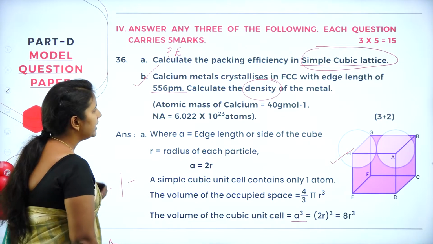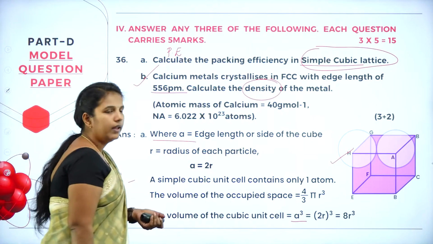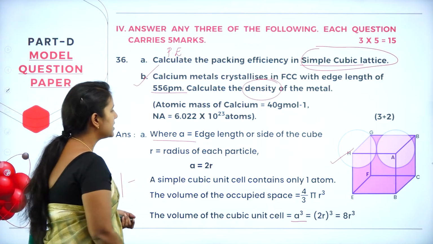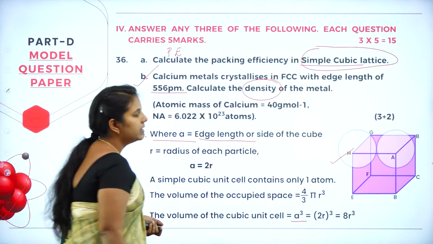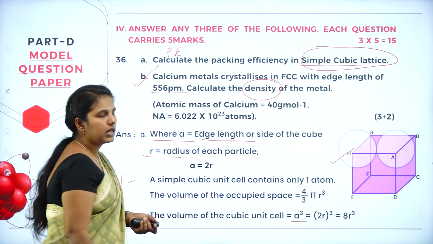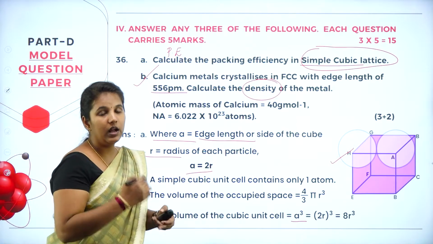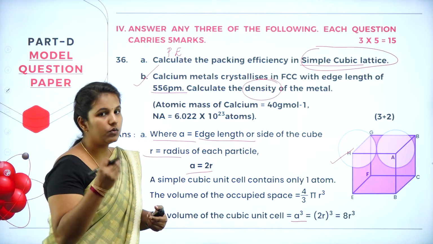In a simple cubic lattice, we all know that a is considered as the edge length or the side of the cube and r is considered as the radius. And we know that the edge length is always equal to 2r.